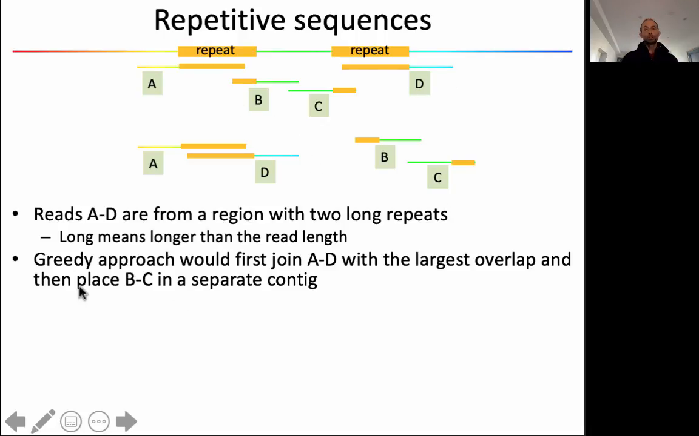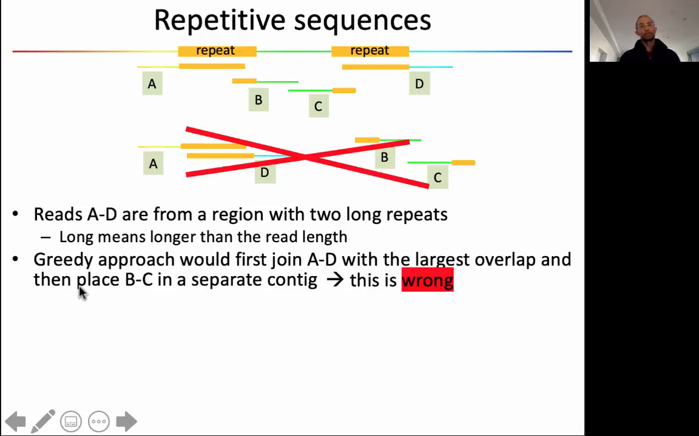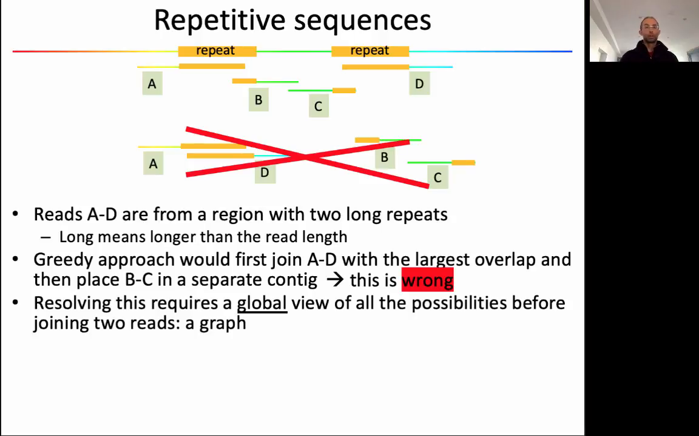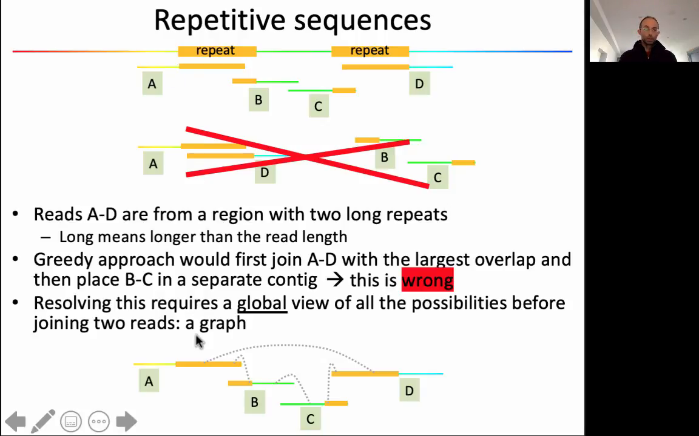So this is of course wrong, and to avoid this, we would need to look at all of the possible ways that the reads A, B, C, and D could be assembled into contigs first, before actually joining any 2 reads into a contig. Doing this requires a global view of all of the possibilities, and this could be achieved by using a graph-based approach.